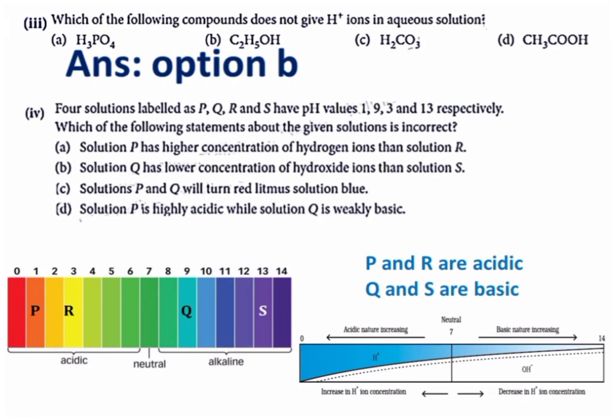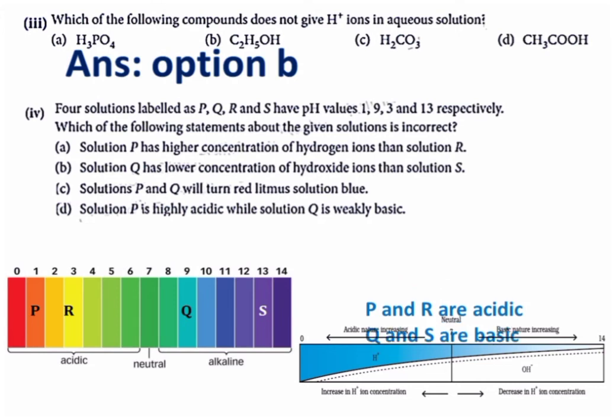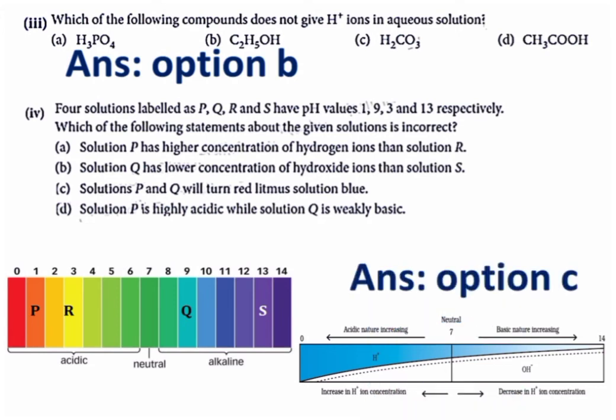Now we can confirm this by checking option 4, solution P is highly acidic, solution Q is weakly basic. It's true because the pH value of P is very less, as well as if you compare the pH value of Q and S, the value of Q is less than the value of S. So the answer is option C.